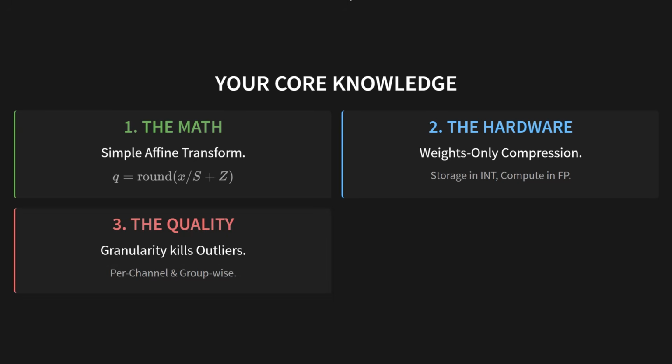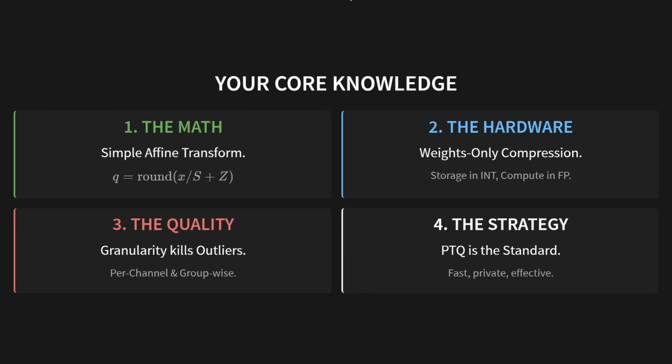Third, the quality. You know that granularity kills outliers. That's why we isolate them. We use per-channel quantization for int8 and the even more granular group-wise method for int4. And finally, number 4, the strategy. You know that PTQ is the industry standard. It is fast, it keeps your data private, and honestly, it's incredibly effective.